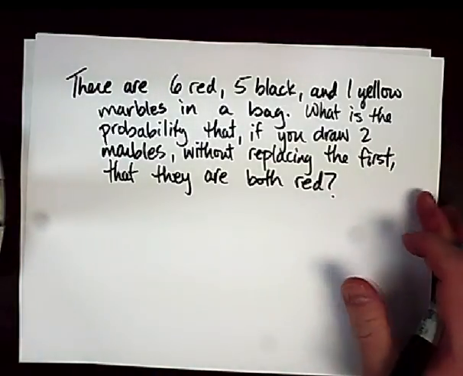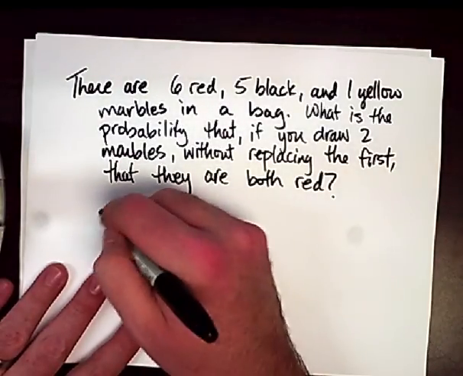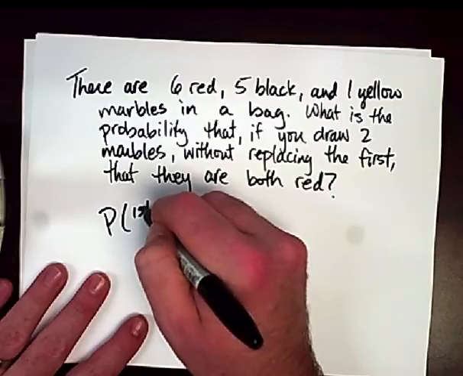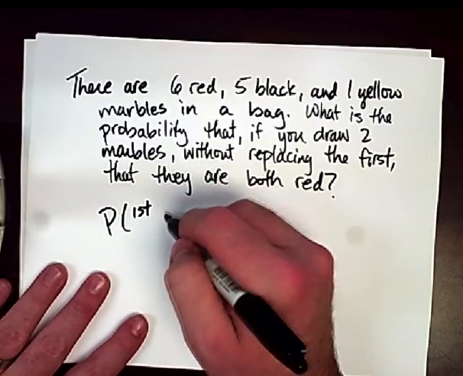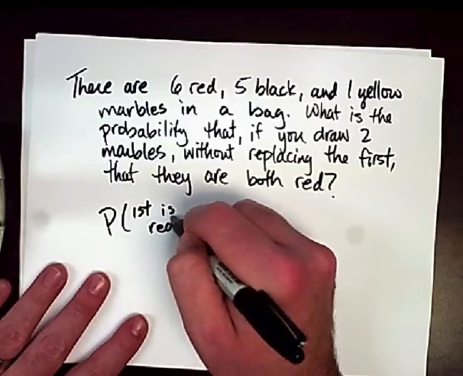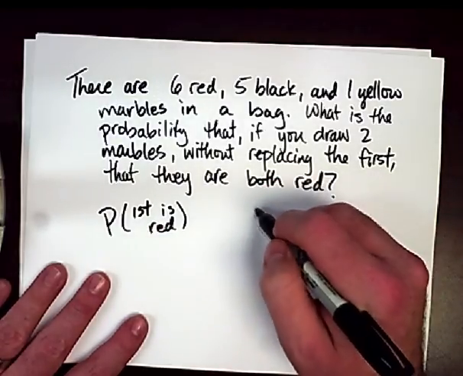Okay, so we have 2 events. We have the probability that the first is red. Well, we have 2 events. The first event is that the first is red. The second event is that the second is red.